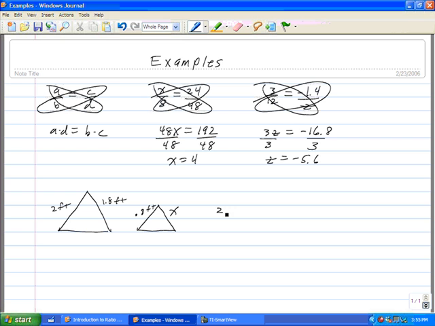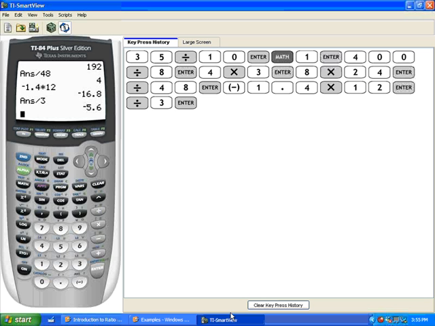I could say 2 is to 1.8 as 0.8 is to x. Or actually, another way to set it up would be 2 is to 0.8 as 1.8 is to x. As long as you're consistent in the order in which you choose, that's not going to make any difference. I'm still going to have my first cross multiplication of 2x equaling 1.8 times 0.8, which the calculator can help us with.